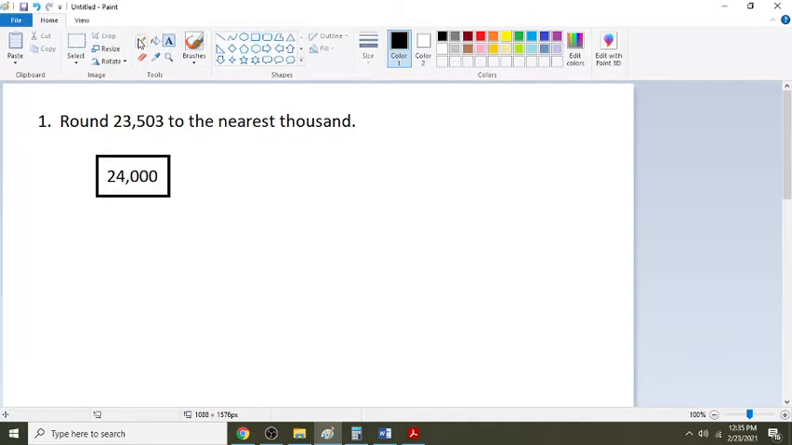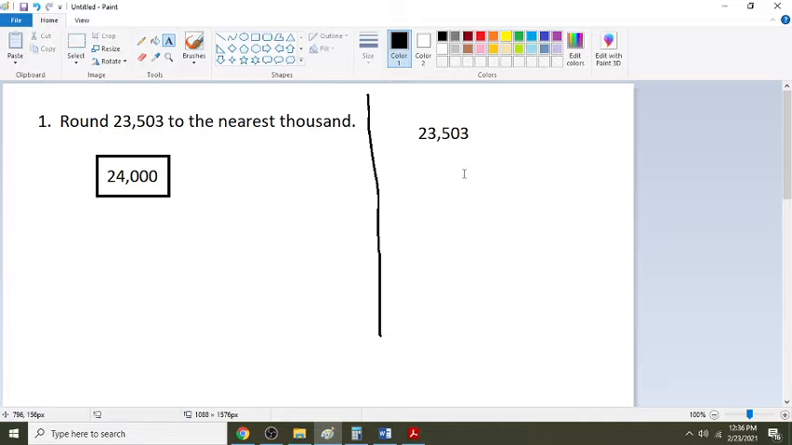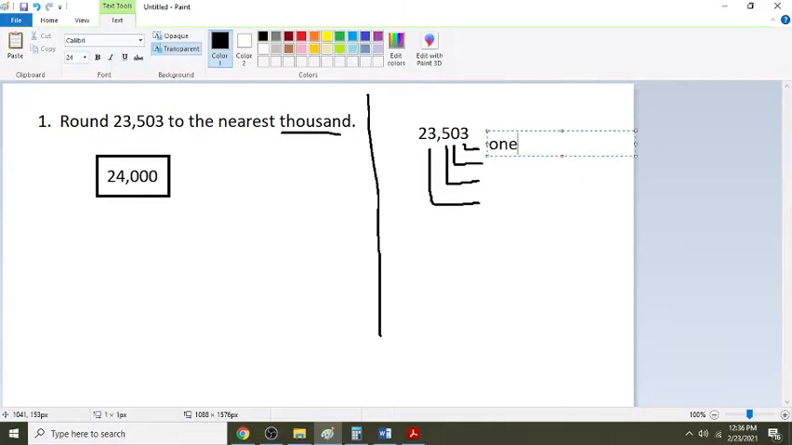Okay, let's try to explain that. We have your given, which is 23,503. You must know the place values. This is ones, tens, hundreds, thousands. We're after the thousand. Let's try to write it down. You have the ones, the tens, hundreds, and then the thousands.